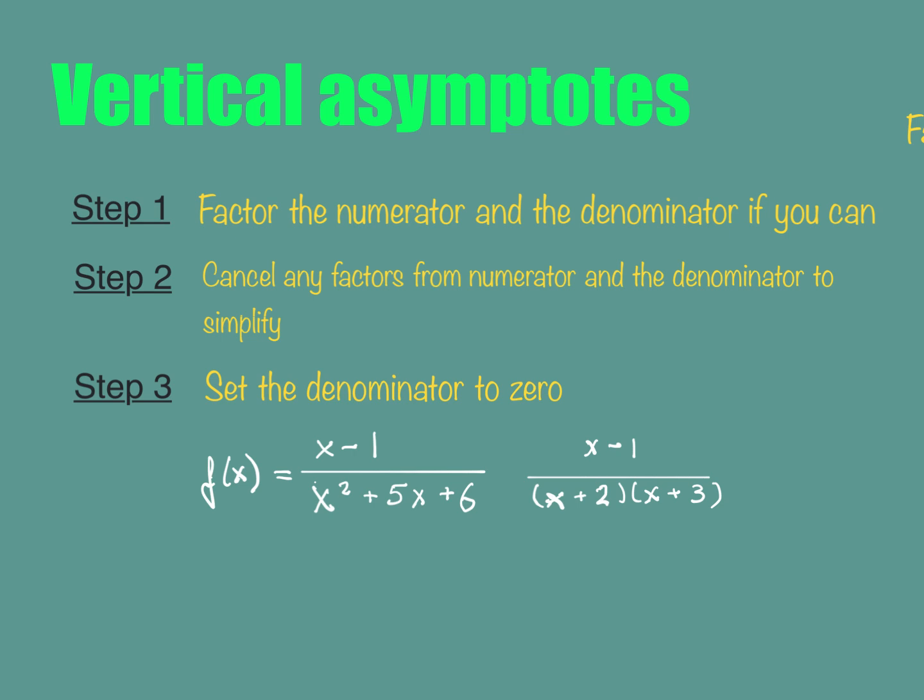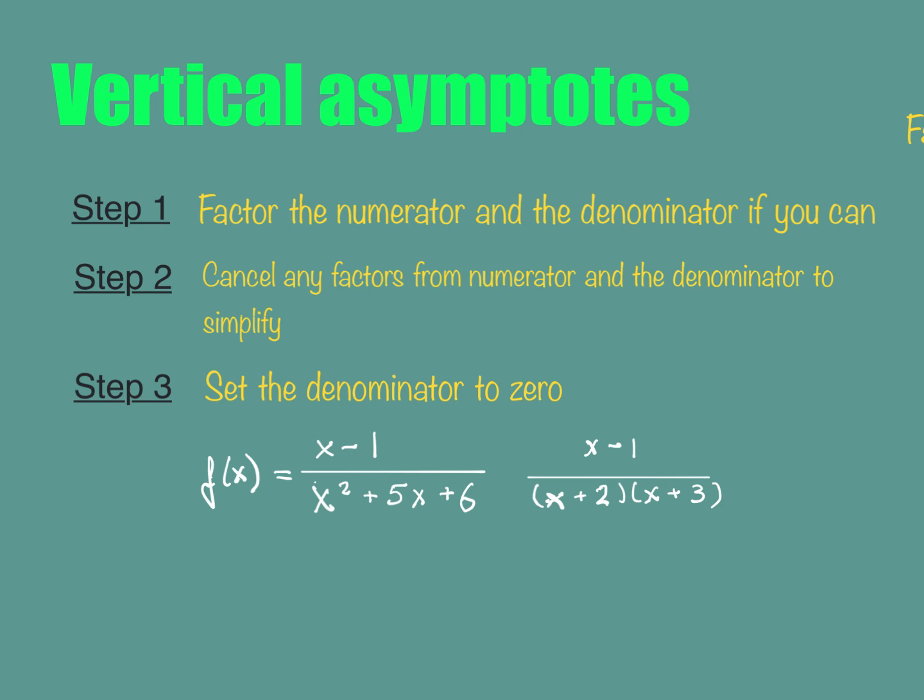Now you can see that none of these can be cancelled down, because step 2 says cancel any factors. Now since we can't cancel any of these factors, we just need to leave them like this. And now we're going to go to the third step.